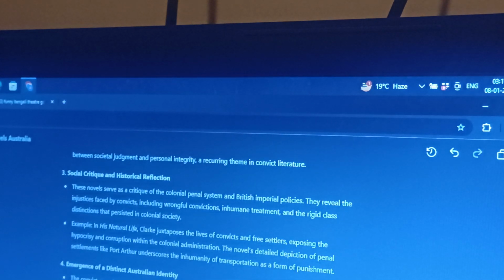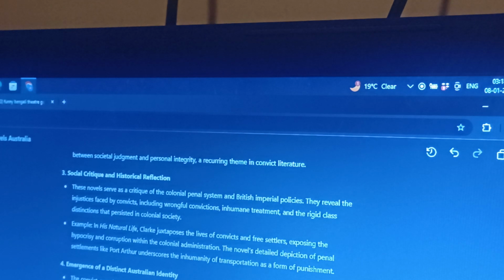Social critique and historical reflection. These novels serve as a critique of the colonial penal system and British imperial policies. They reveal the injustice faced by convicts, including wrongful convictions, inhuman treatment, and the rigid class distinction that persisted in the colonial society. Example: in His Natural Life, Clarke juxtaposes the lives of convicts and free settlers, exposing the hypocrisy and corruption within the colonial administration. The novel's detailed depiction of penal settlements like Port Arthur underscores the inhumanity of transportation as a form of punishment.